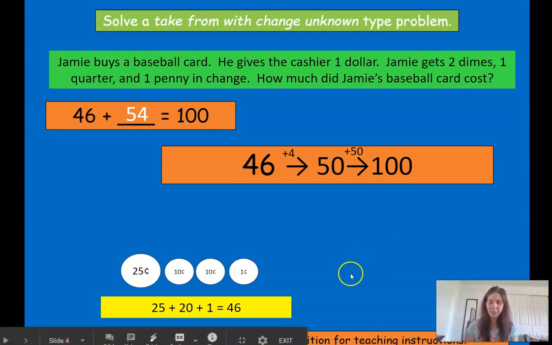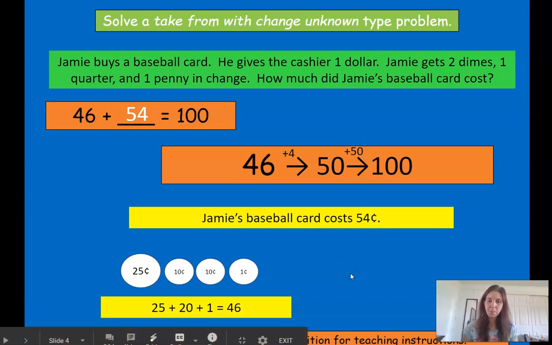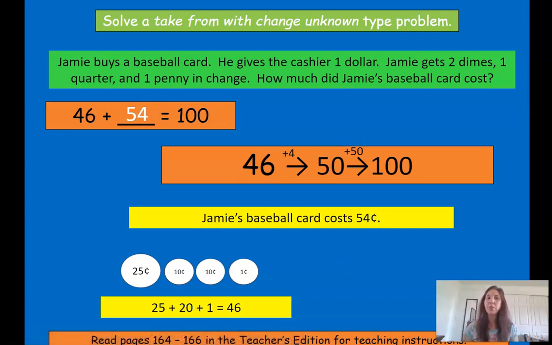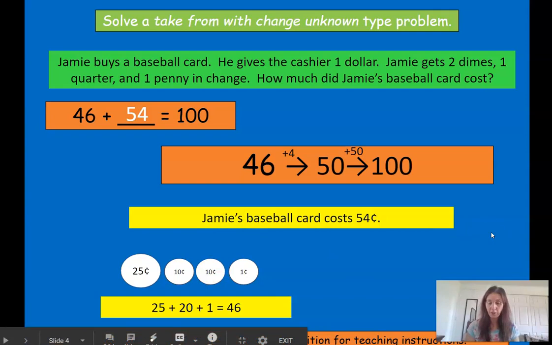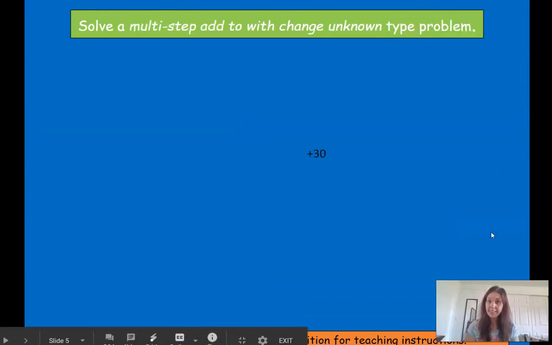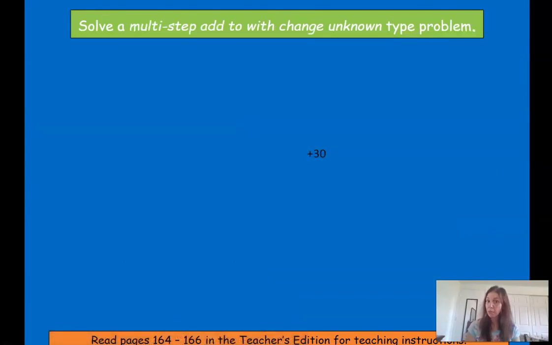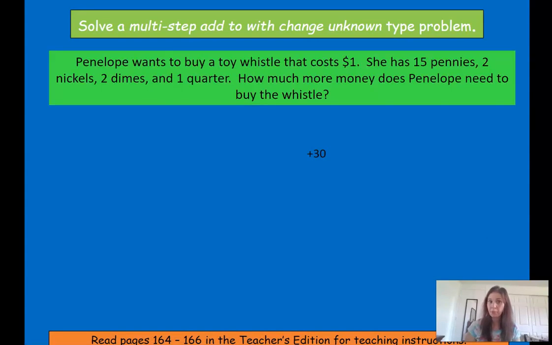So we need to put that into a sentence. Jamie's baseball card cost 54 cents. Now we have completed our word problem. These are all the pieces that you should be doing for your word problems if you're working on your own. Let's look at another problem. This one is a multi-step problem. The last one was kind of a multi-step problem too, to be honest.